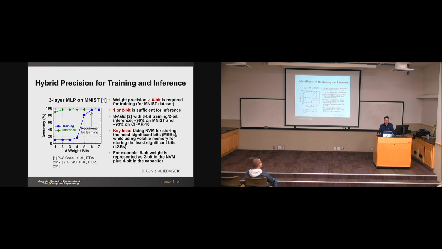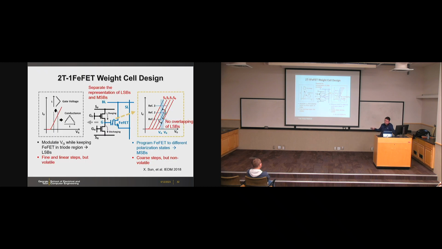Because with non-volatile memory, when you write, you still pay a lot of energy and latency for the write. So here we try to have a hybrid design. Let's say the 6-bit weight is decoupled into 2 bits in the non-volatile memory and 4 bits in the capacitor. So this is one potential solution for the training.